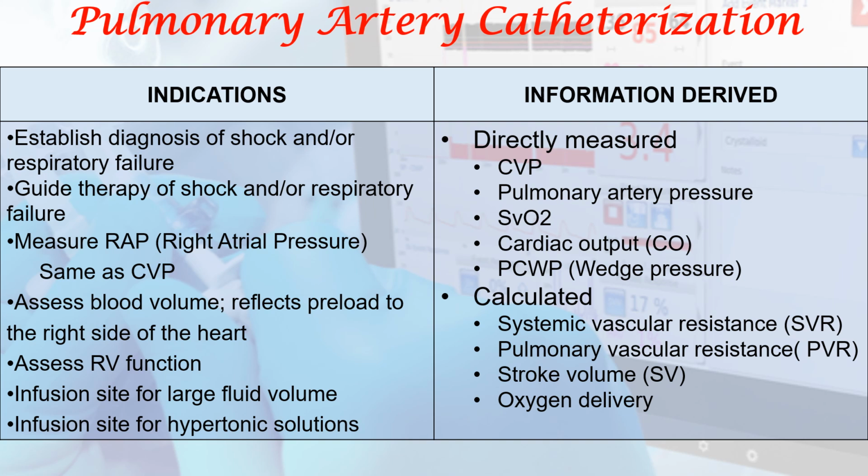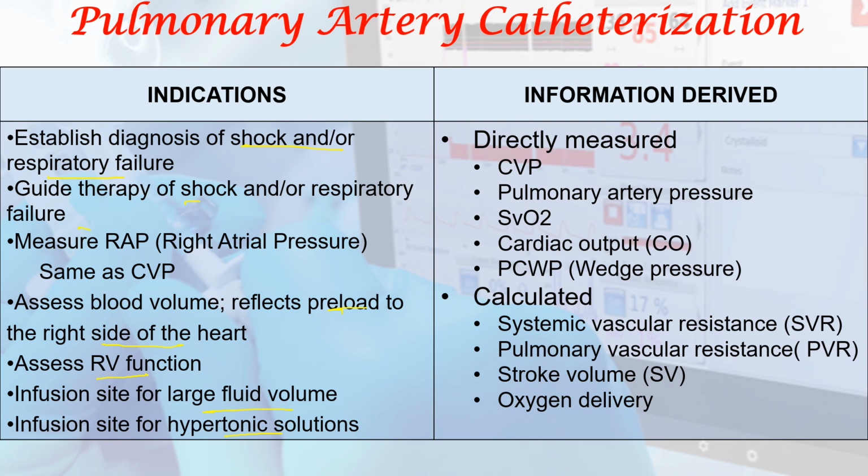Next, let us see what pulmonary artery catheterization is, what the indications are, and what information we derive from it. The indications are: establishing the diagnosis of shock or respiratory failure, and guiding therapy of shock or respiratory failure. We can measure right atrial pressure, which is similar to the central venous pressure. Then assess blood volume, which reflects the preload to the right side of the heart, and assess right ventricular function. It is also an infusion site for large fluid volume and for hypertonic solution.